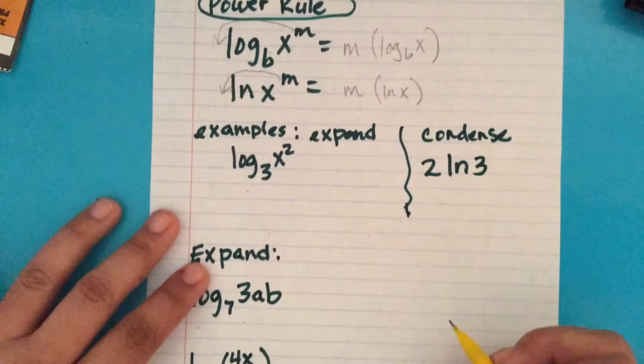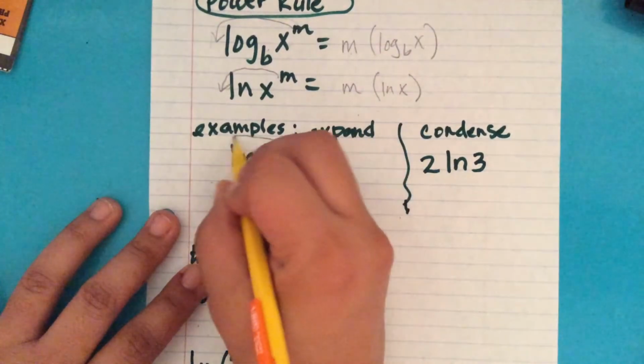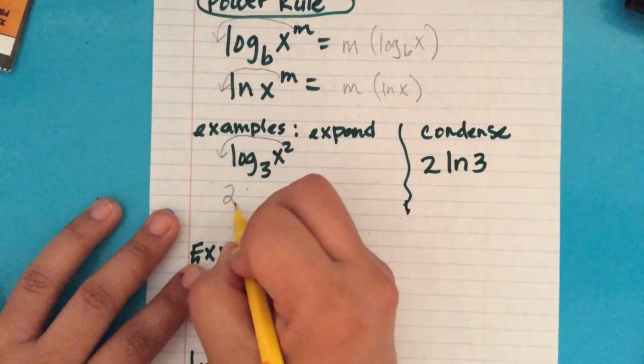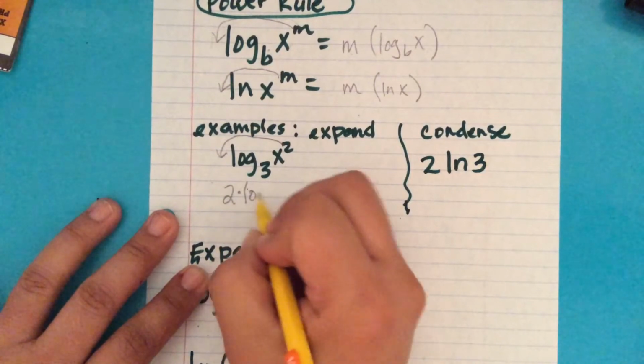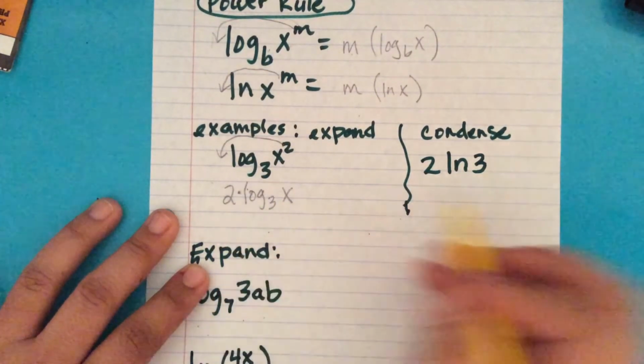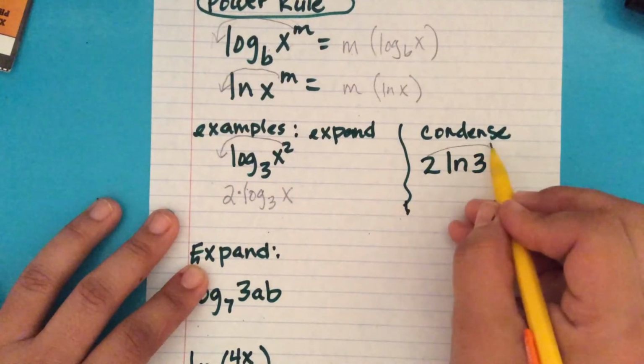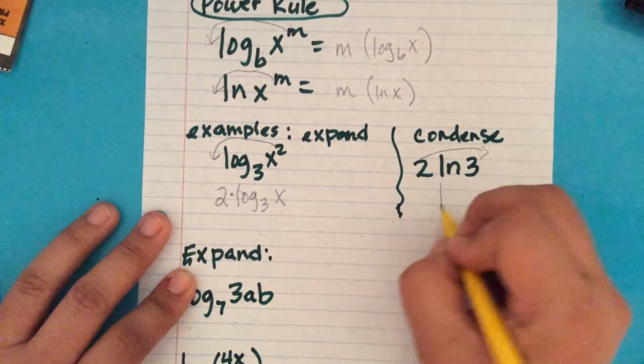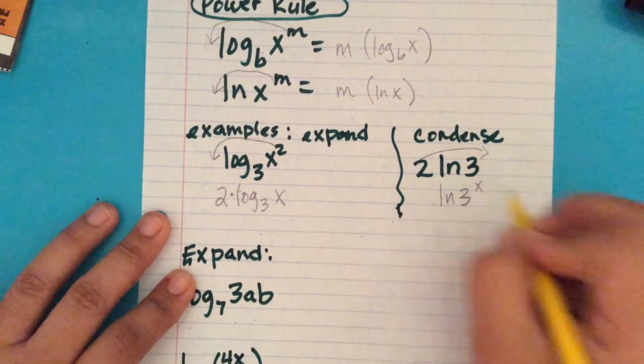Okay, so we're going to bring this 2 to the front. That's going to be 2 times the log base 3 of x. So that's how you would expand it. Condense, that means you take it back over here. So natural log of 3 to the x.